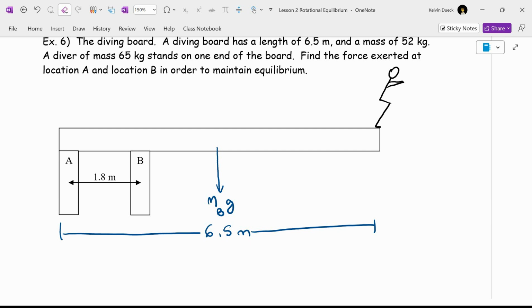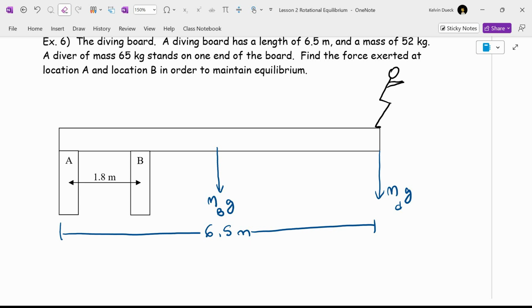A diver of mass 65 stands on one end of the board. We better include that as well. So we're going to have mass of the diver, let's do a lowercase d, Mr. Dueck, times G. Then it says, find the force exerted at location A and location B in order to maintain equilibrium. Tony, how many unknowns do I have? How many forces do they want me to find?